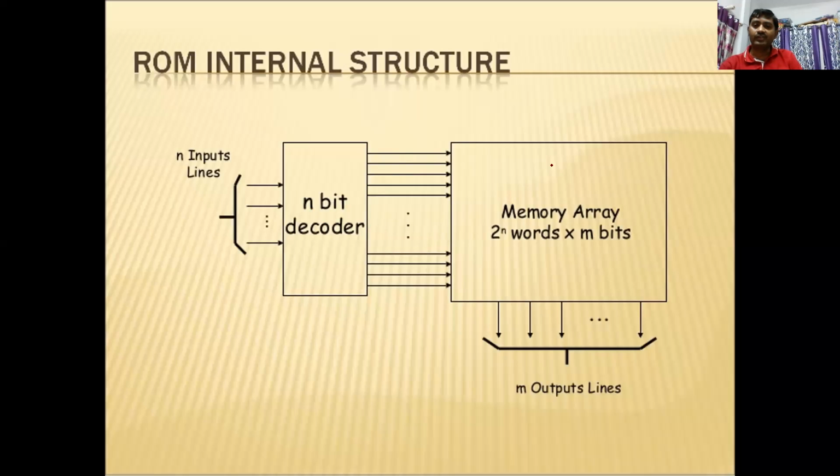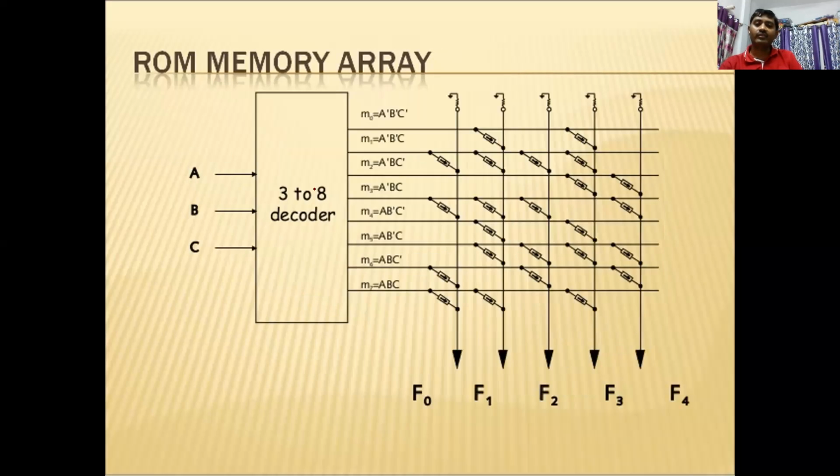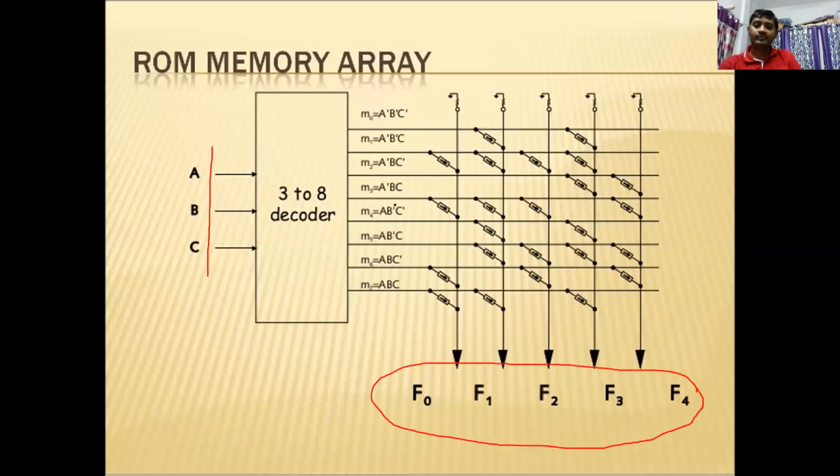That will be shown this way: a memory array of 2 power n words by m bits, with m output lines. Here it is a 3 to 8 decoder. The 3 inputs are A, B, C, and its outputs are M0 to M7. The outputs F0, F1, F2, F3, F4 are the output lines from the ROM, right? So this is 2 power n, and this is m.